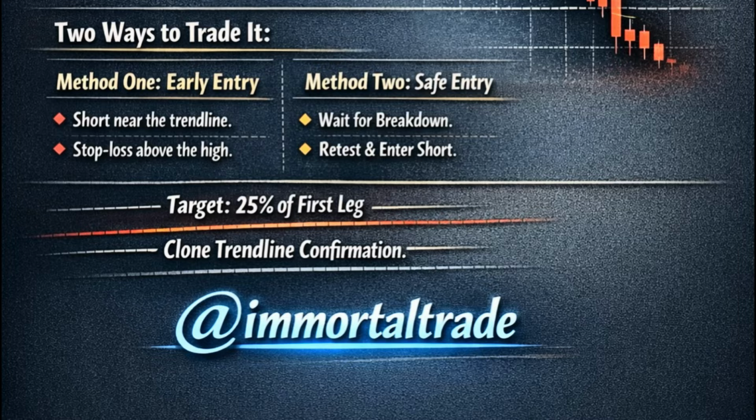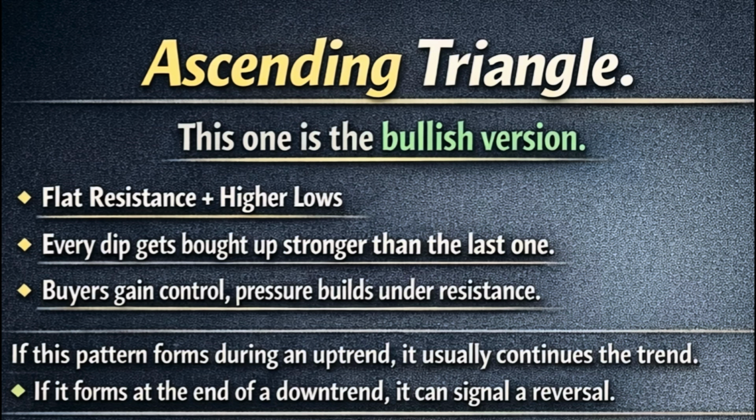Now, let's move to ascending triangles. This one is the bullish version. It forms when the market prints a flat resistance on top and higher lows from below. Every dip gets bought up stronger than the last one. Buyers are gaining control even if they haven't broken the ceiling yet. If this pattern forms during an uptrend, it usually continues the trend. If it forms at the end of a downtrend, it can signal a reversal.